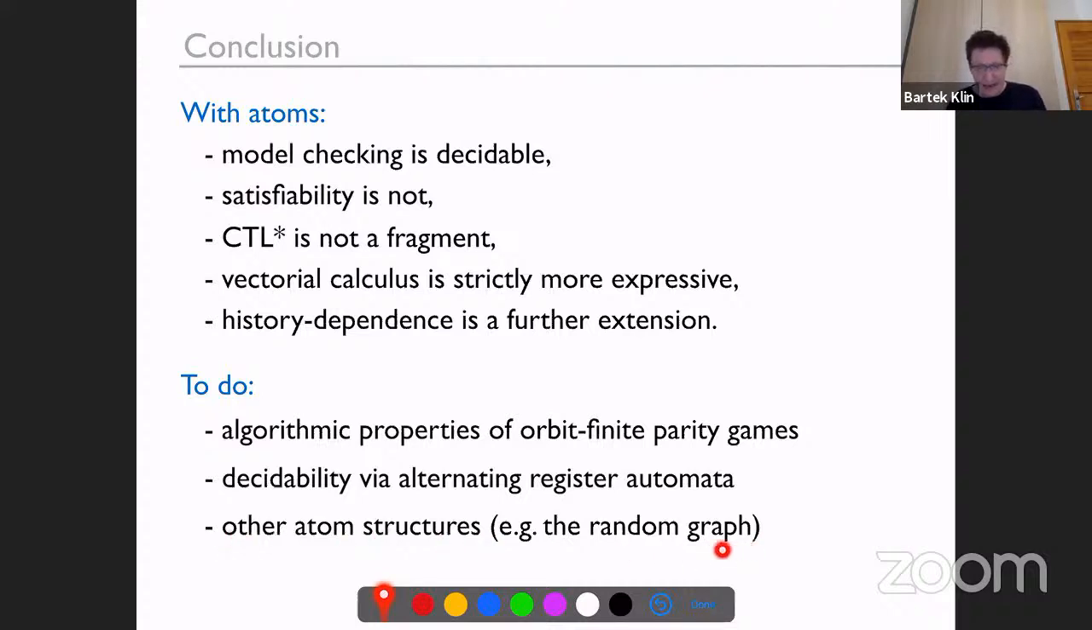And finally, everything that I've told you is just about equality and ordered atoms, but the theory of sets with atoms allows other structures, and this is not what we've done. Perhaps there's no practical motivation for considering atoms that form a graph, but it might be interesting from the theoretical point of view. That's all I want to say.